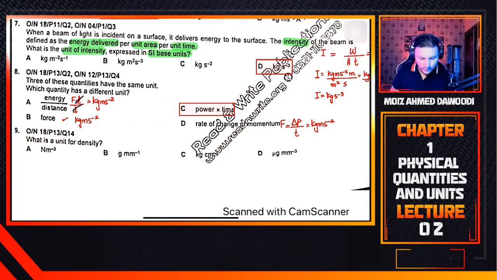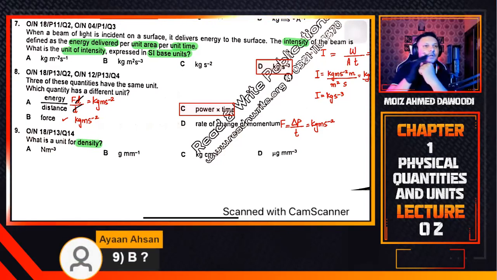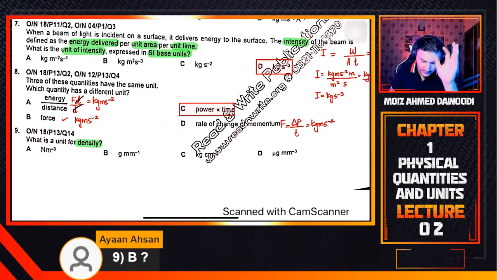9 is saying what is the unit of density? Recall what is the formula for density? Ayan is saying it's B. Let's see. What was the formula for density? Yes, Ifra, mass over volume. So mass is in kilogram if you're talking about the SI unit or base unit, and volume is meter cube. But here he has not written base unit, so it could be any other set of units. But keep one thing in mind, mass should be on top, volume should be at the bottom, okay? So it's D.